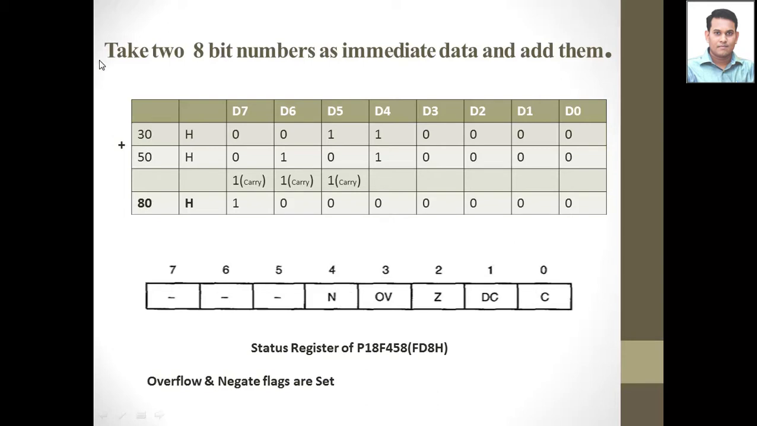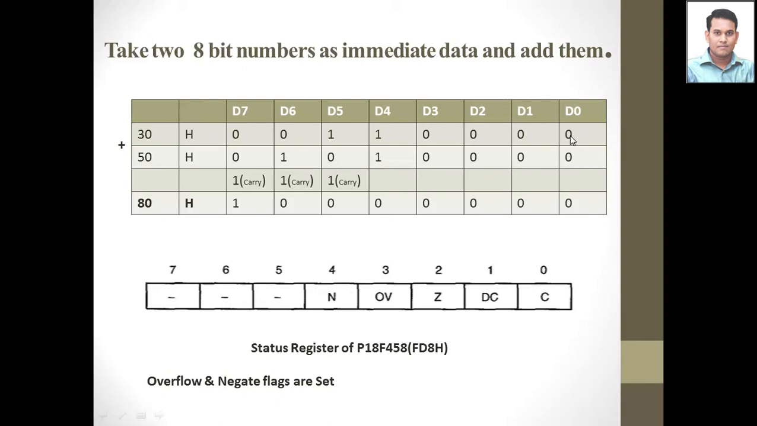The first statement is: take two 8-bit numbers as immediate data and add them. Let's consider the immediate data as 30H and 50H. You can consider any 8-bit data, no problem. 30H and 50H are in hexadecimal. The binary of 30H is 0011 0000, and the binary of 50H is 0101 0000. Let's go for binary addition of these two numbers.